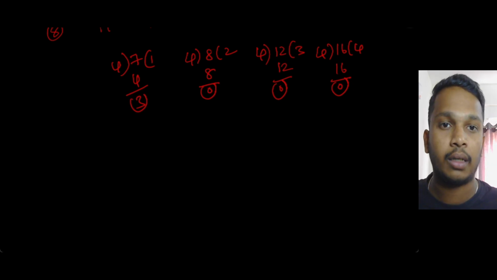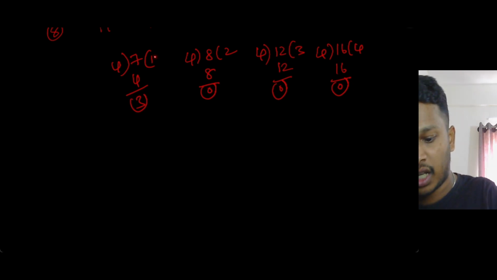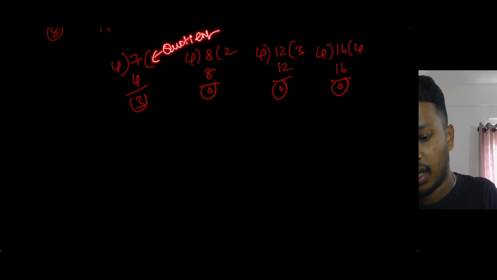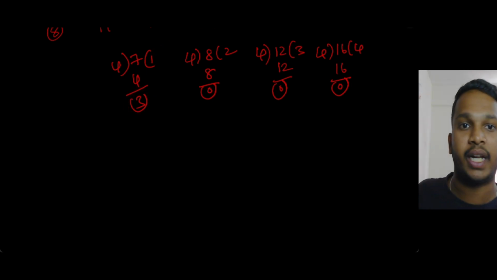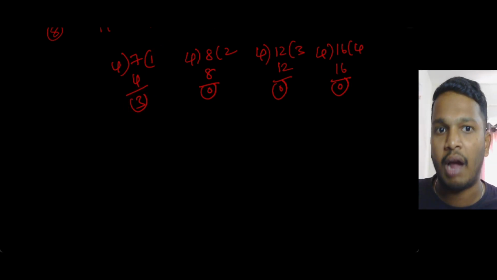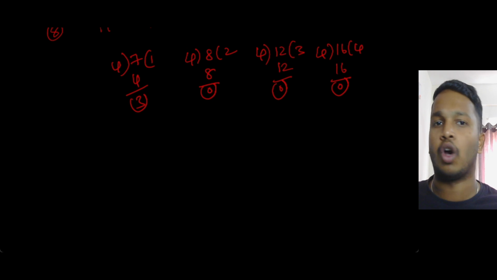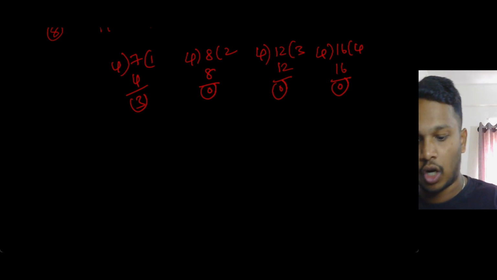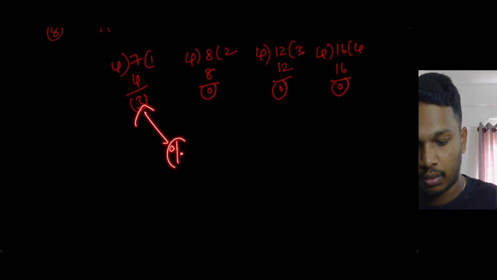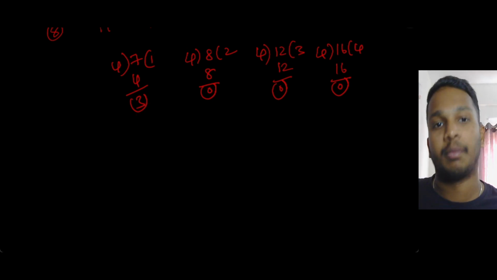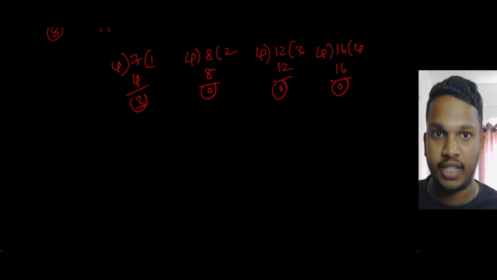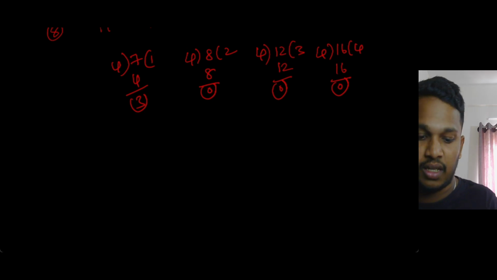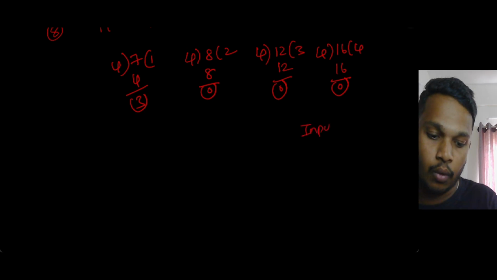How to get the remainder? This is known as the quotient, and this is known as the remainder. How to get the remainder? We learned in operators that there is one very good operator which will give the remainder. That operator is modulus, the mod operator, the percentage symbol. It will give the remainder. Am I correct? Yes. So what is our input?